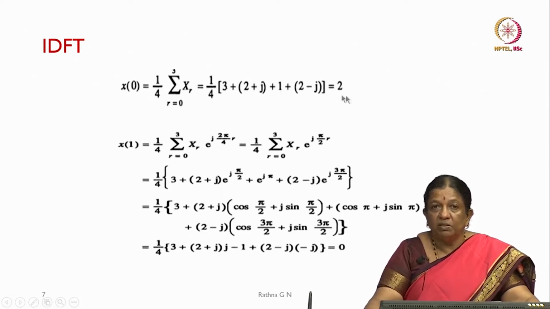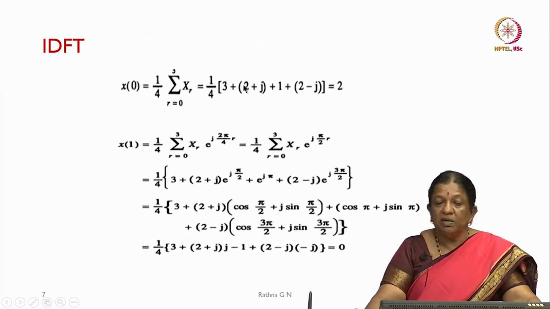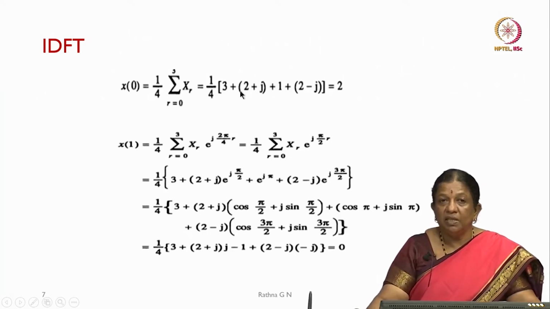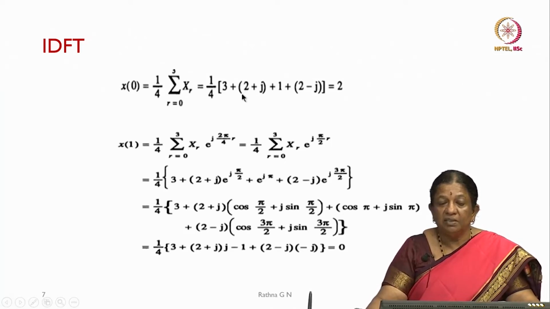You can already see that we have got back our original signal, the first sample 2. This is going to be 3 plus 1, 4, divided by 4, then 3 plus 1 plus 4 plus what we have here. You can see that this is 2 plus 2 is 4.